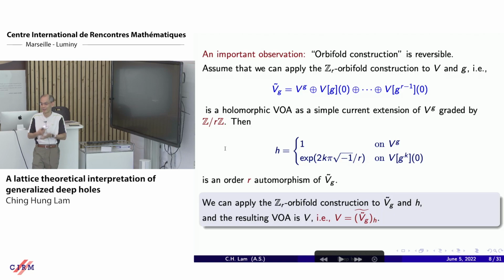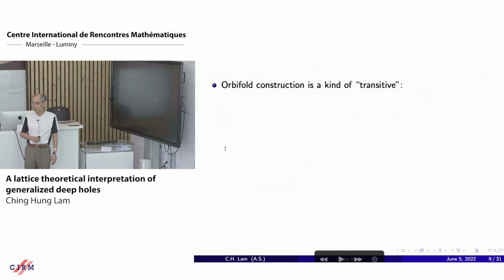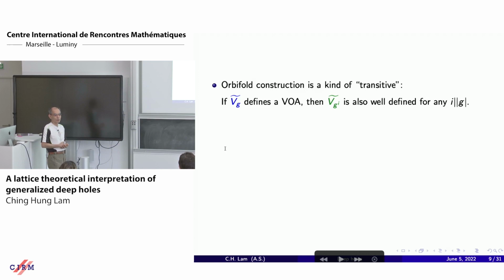If you start with the VOA and then you come back, this is the only possible case, and then you show that this H and G are unique up to certain conjugacy, then you get uniqueness. So this is basically the way to prove uniqueness. There's another thing which is also useful: it's kind of transitive. What I mean by transitive is this. If we can define a VOA using G, you can also do the same construction using G^i, if i divides the order of G. If i doesn't divide the order of G, it's basically the same thing, so it doesn't matter. But for any i dividing it, you still have that.